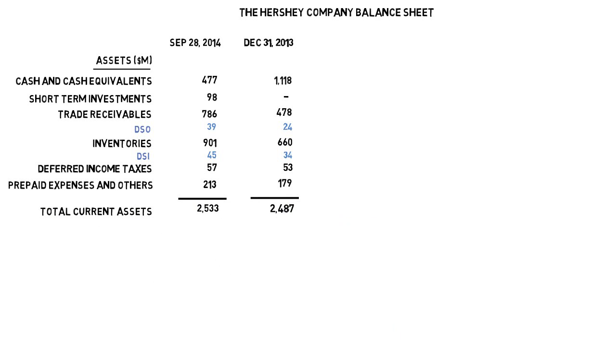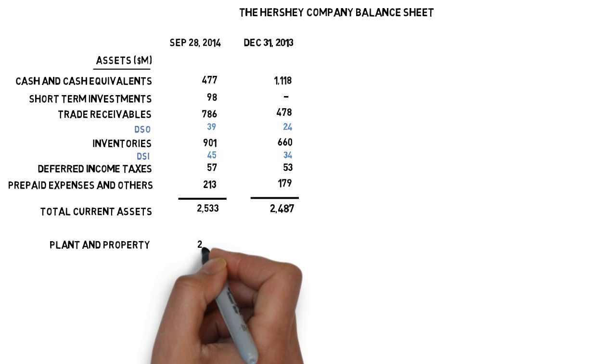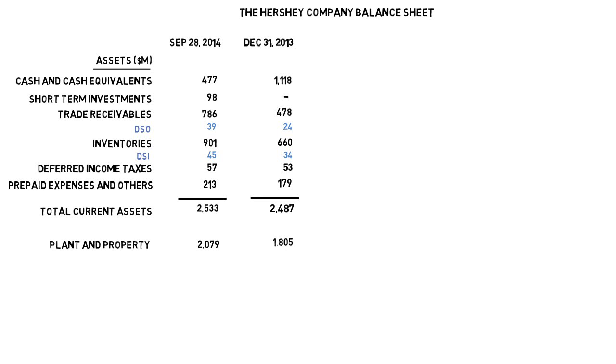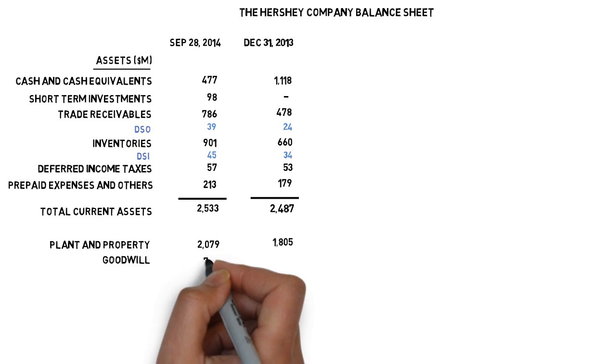Now let's move on to the fixed assets. Property and plant is the biggest account here. To get more details on this, we need to delve into the notes to the account, which will usually yield much more information. Goodwill is created as a result of past acquisitions.